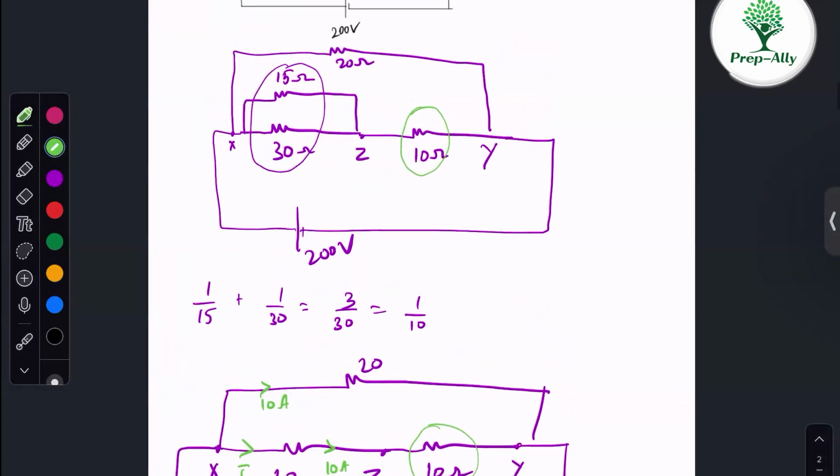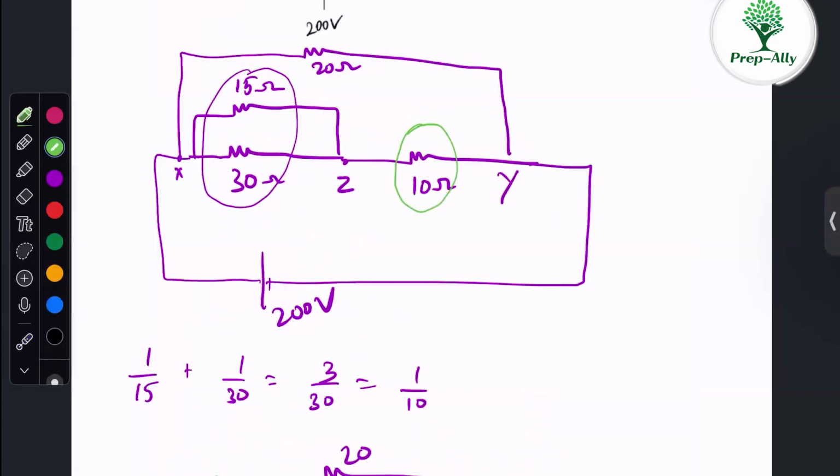Now go one step back. Between Z to Y, 10 ampere is going, which means from here also 10 ampere should have come. And that got split into two parts, say I2 and I3.